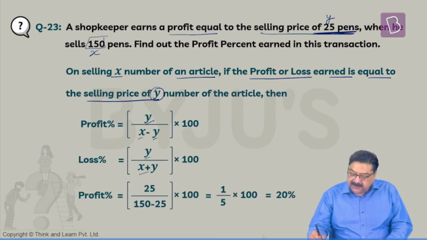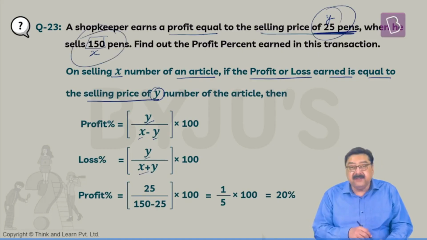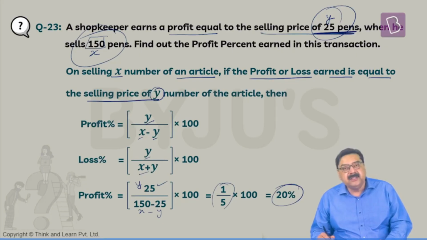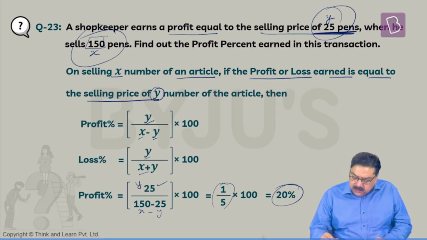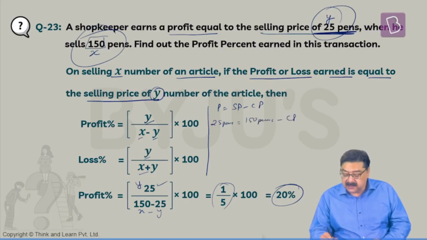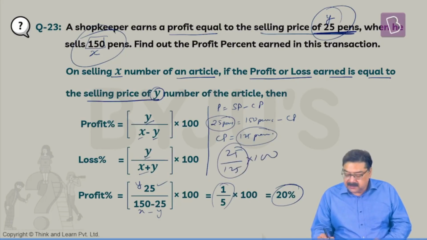So here the value of Y we know is 25 and X here is 150, so simply employing that, Y by X minus Y into 100, that is 25 by 125, which is 1 by 5 into 100, 20% profit. Alternatively, you could have used a long method, and that is profit is equal to selling price minus cost price. So profit made is of 25 pens, and that is on selling 150 pens minus cost price. So cost price has to be of 125 pens. So simply 25 over 125 into 100, the same we get here.